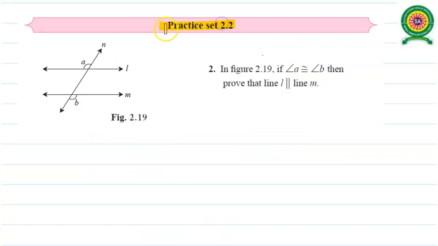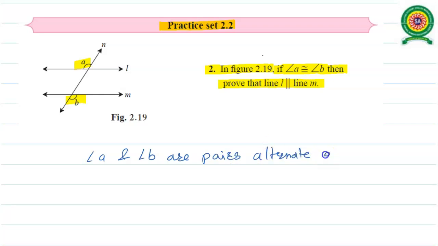Question number 2 from practice set 2.2. In the figure, if angle A is congruent to angle B, then prove that line L is parallel to line M. Look at angles A and B as per the given figure. Those are a pair of alternate exterior angles. So I am writing, angle A and angle B are a pair of alternate exterior angles. And we are given that angle A is congruent to angle B.